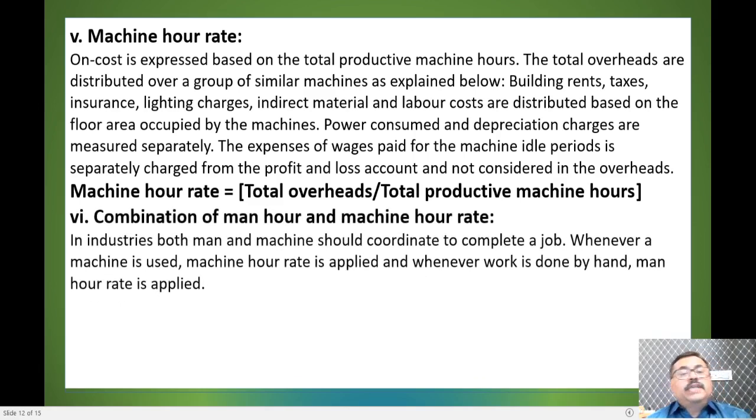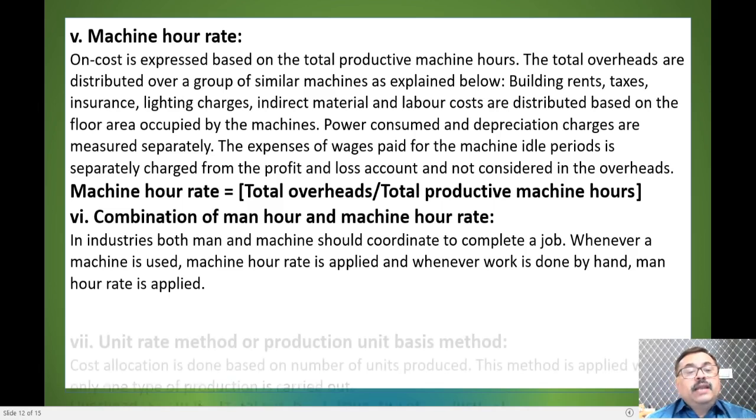Next is the combination of man hour and machine hour. Here in the industries, both man and machine should be coordinated to complete a job. Whenever the work is done by hand, then the man hour rate is applicable. So if the machine is used, machine hour rate is applicable. If the man is used to complete the job, then man hour rate is being used.